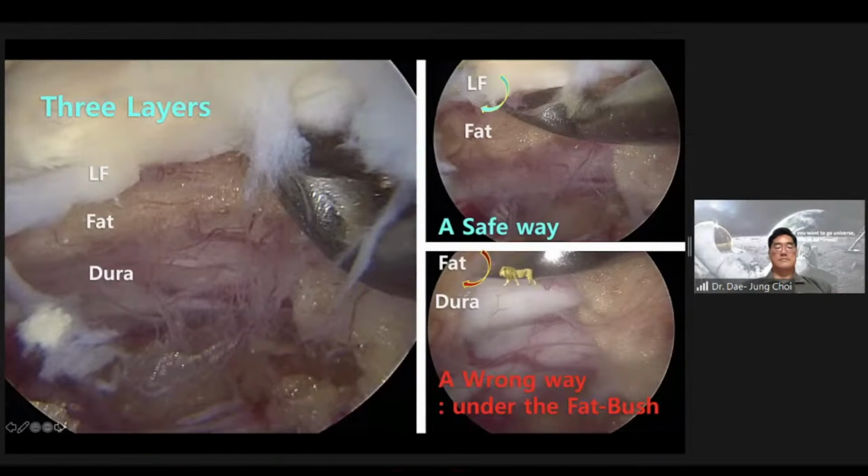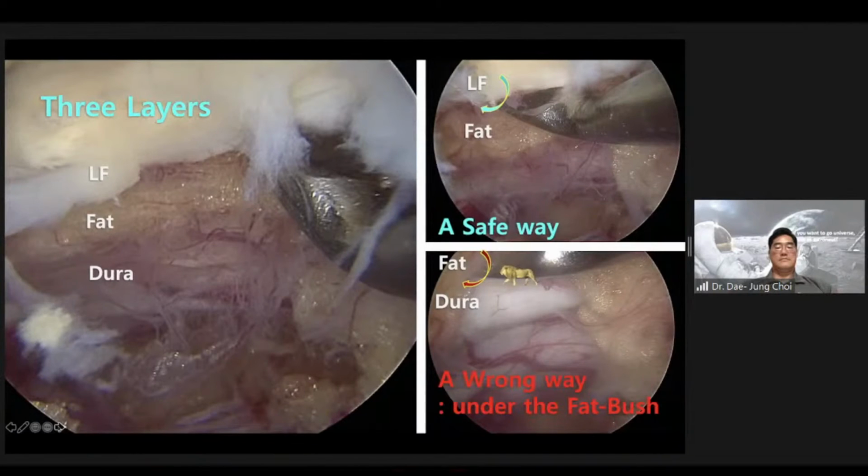There's a central dura folding under the epidural fat, so when you put an instrument deeper into the contralateral side under the fat layer, you can injure the central dura folding directly. Always be careful of the central dura folding in the midline.